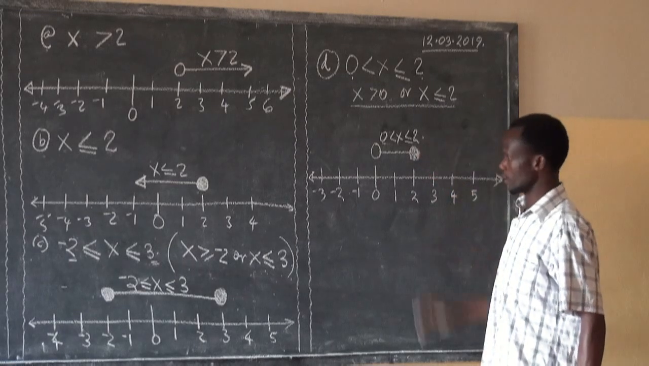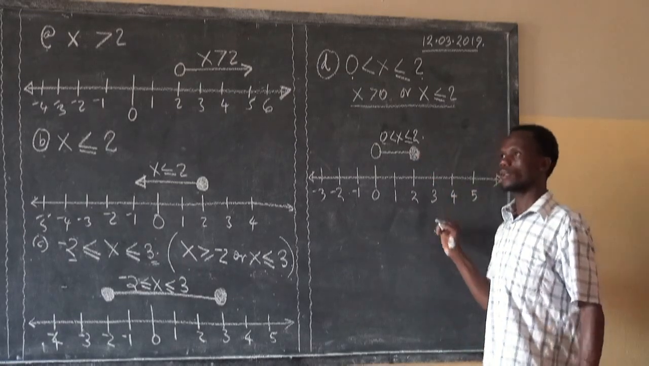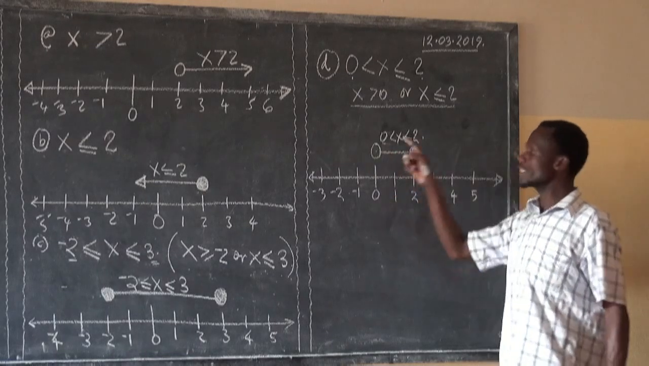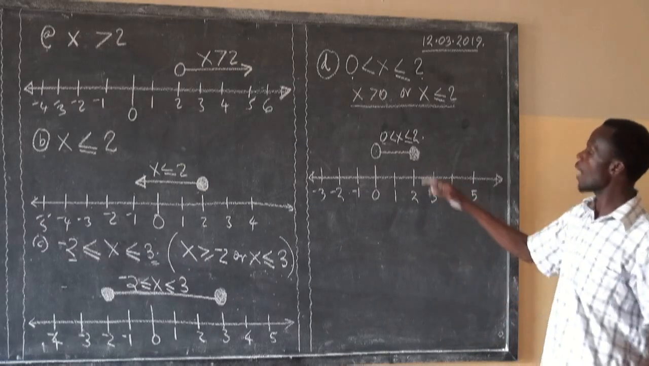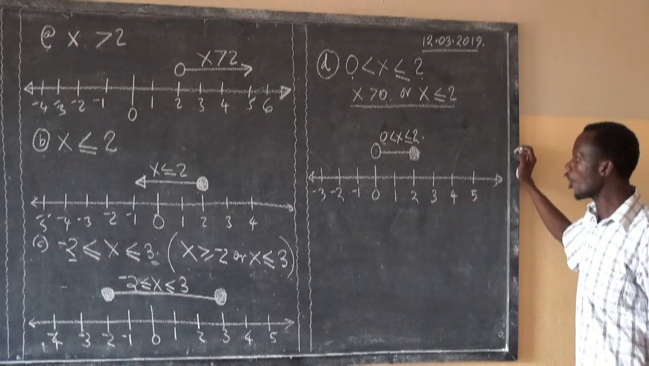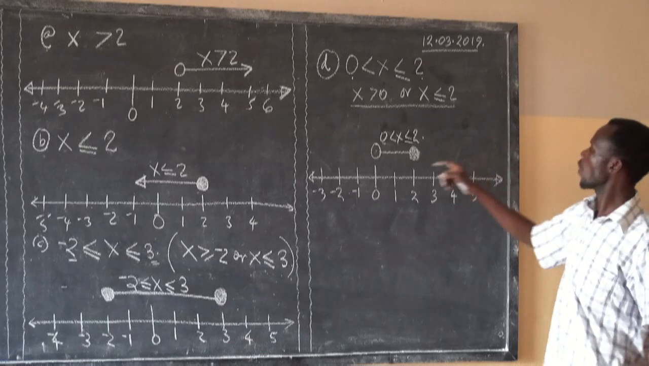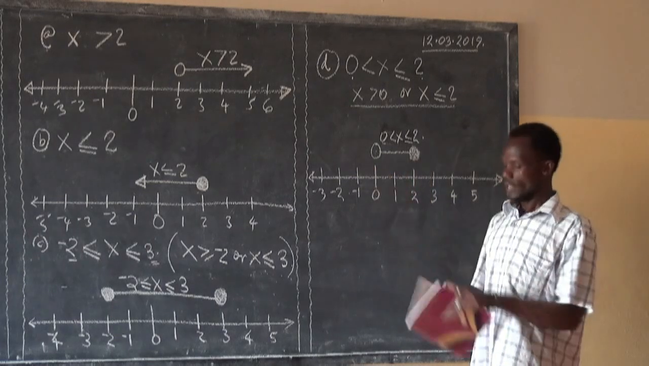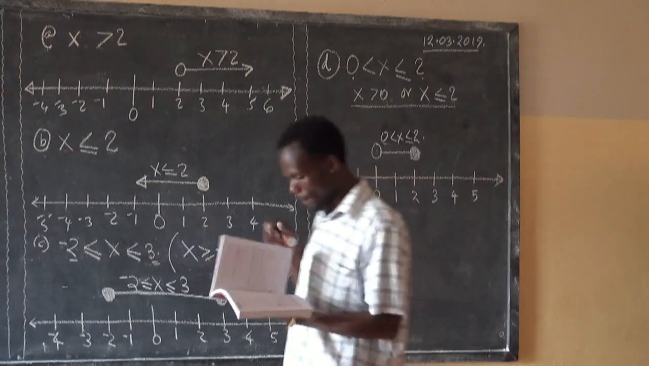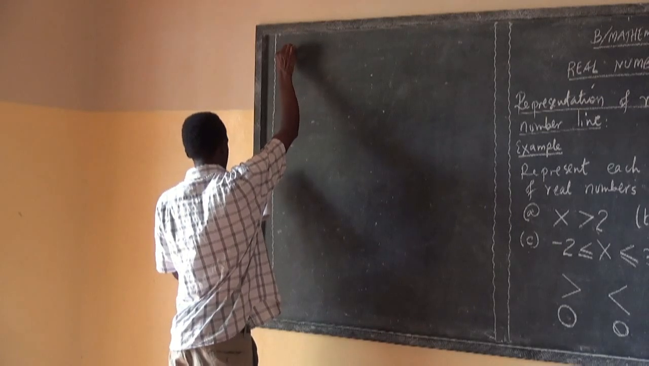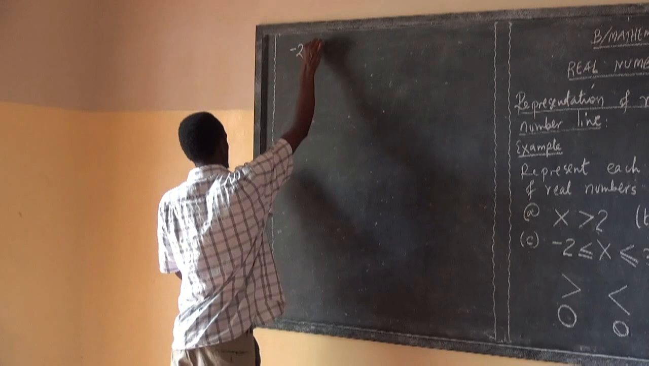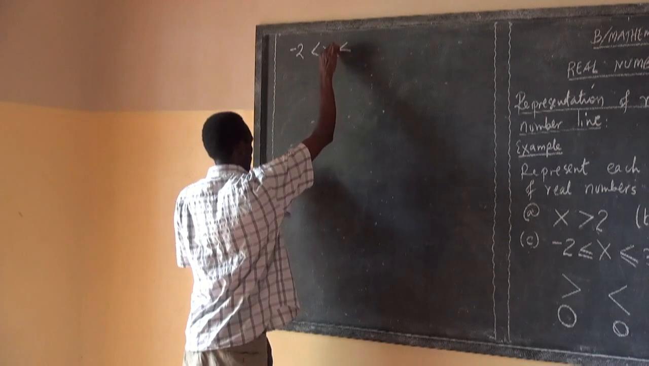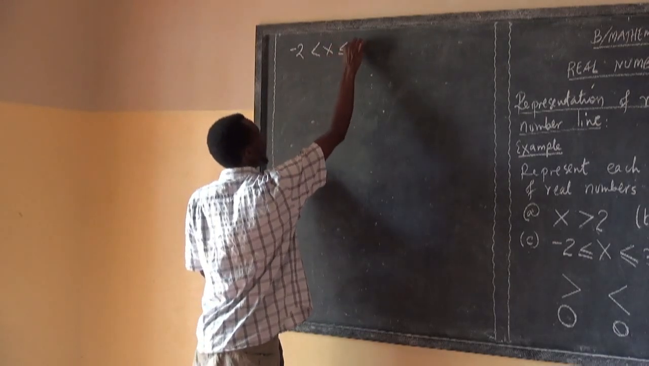So, I've said, and I keep on saying, this is included, this is not included. Now, using a number line, somebody will come and see that you have shown this is included and this is not included. Now, let us see the other example, which is the last one. We have negative 2 is less than x, and x is less than or equal to 5.